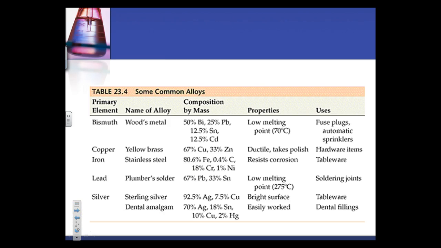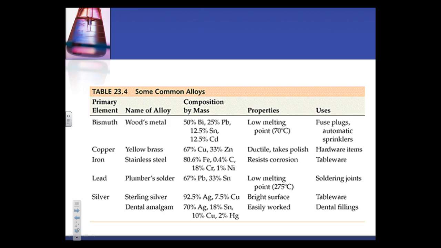Other alloys, you've got Wood's metal. Probably not too familiar with that unless you work with or have worked as an auto mechanic or know a lot about cars and things like that. But it is used in those situations for fuse plugs and automatic sprinklers. So it is an alloy of bismuth, lead, tin, and cadmium, and has that low melting point, which is what you want for those types of uses.